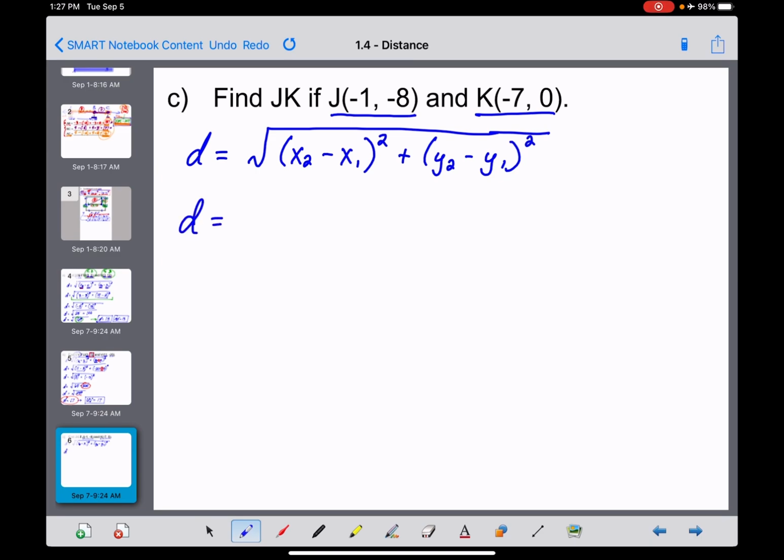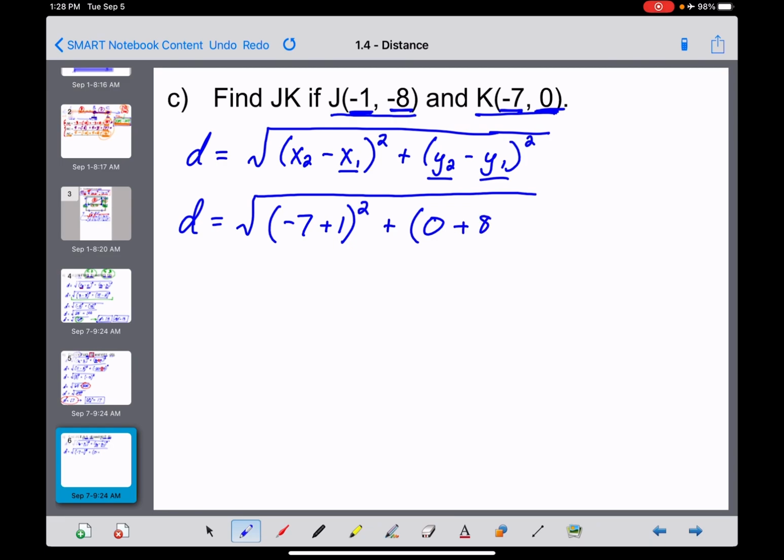And now in step 2, let's fill in what we know. D is the square root of, here it is, x sub 2, your second x coordinate is right there, that's a negative 7, minus x1, your first x-coordinate, which is -1. But rather than writing minus -1, I'll just write that as a +1 and save myself a little bit of time. Plus, moving right along, y sub 2, your second y-coordinate is right here. That would be 0. And then minus y sub 1, the first y-coordinate, which is -8. So again, rather than writing minus -8, I'll just make that a +8. Close it and square it.